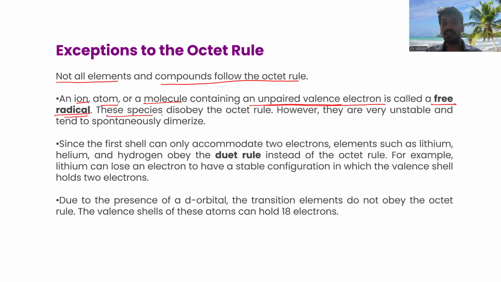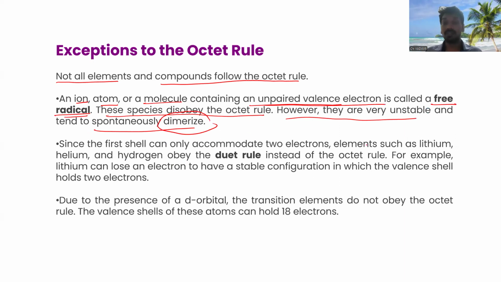And these radicals are never going to obey the octet rule because they have odd numbers of electrons. So they are unstable, and they try to dimerize so that they can form a more stable species. So dimerization leads to the stability of the radicals, and free radicals are not following the octet rule.